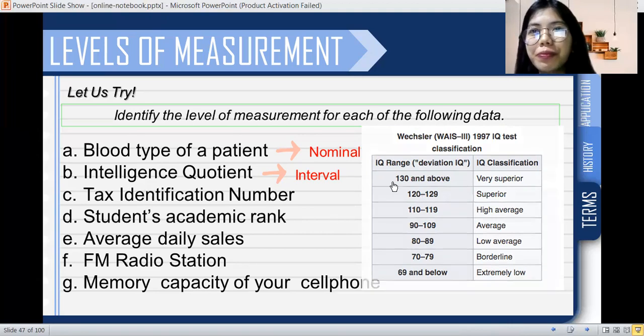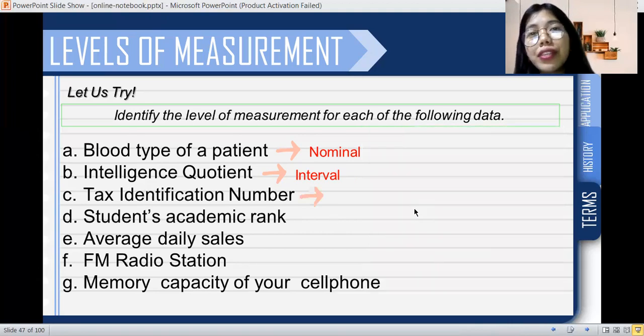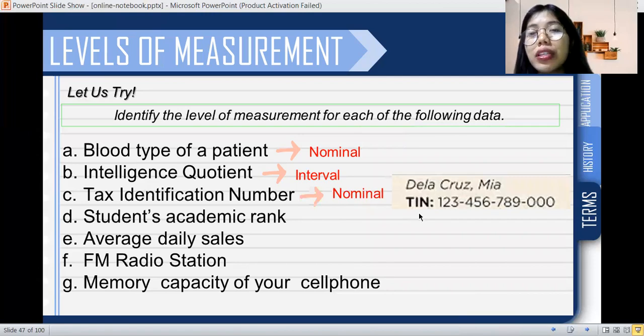Okay? And then we also have the tax identification number. Now this one is nominal. Dahil it is used again to categorize, to describe. So, yung tax identification number is given. So, iba-iba po yung TIN ng iba't ibang tao. So, may sari-sarili po tayong mga tax identification numbers.